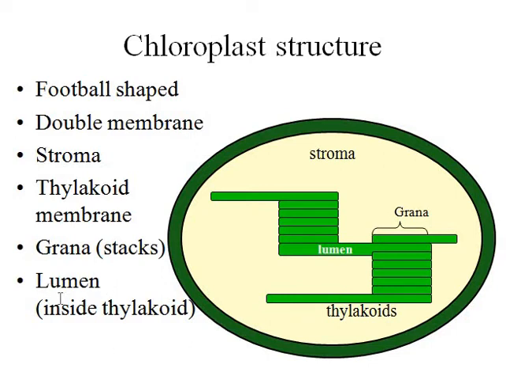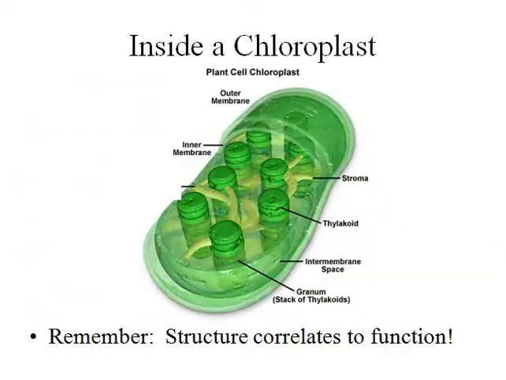Now we will discuss the lumen of thylakoid, and this is the lumen of thylakoid. The space inside the thylakoid is known as the thylakoid lumen. Now here it is a 3D structure of chloroplast, and here you can see the outer membrane, this is the inner membrane, this is the thylakoid, and this is the grana, that is the stack of thylakoids. And this is the intermembrane space.